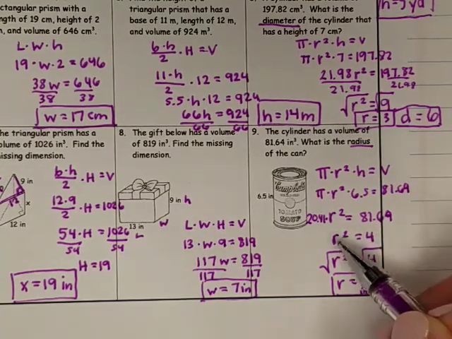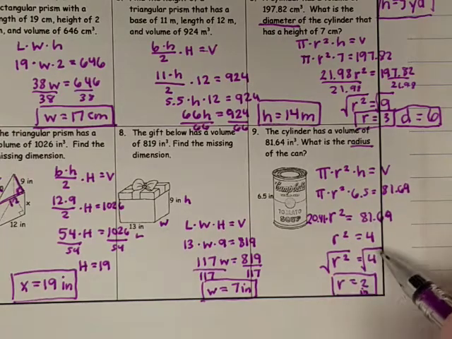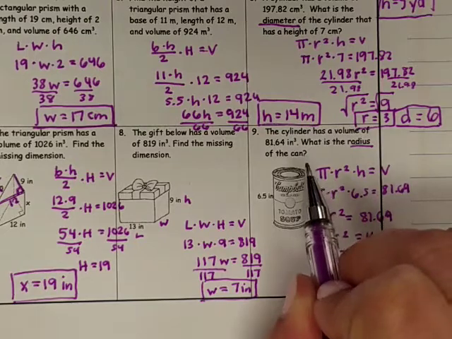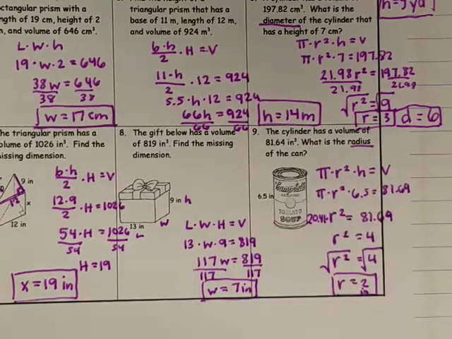Well, the answer is not 4 because it's radius squared equals 4. Well, what squared is 4? Take the square root of both sides, and I got 2. So my radius was 2 inches. I went back to see, are they asking for a diameter? No, they're asking for radius, so I answered my question.